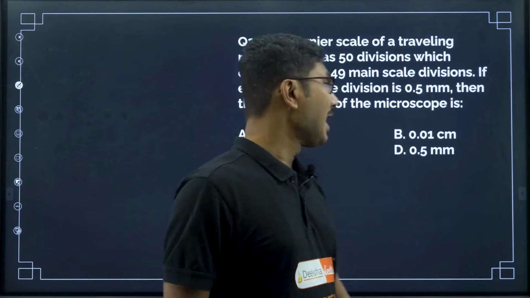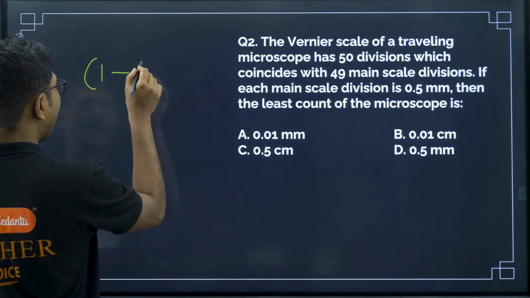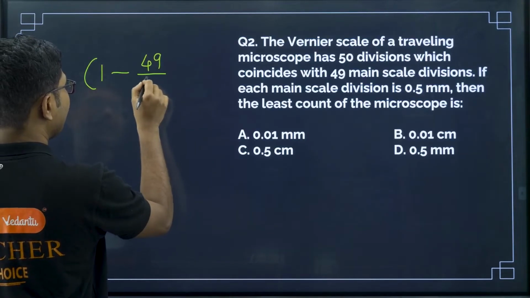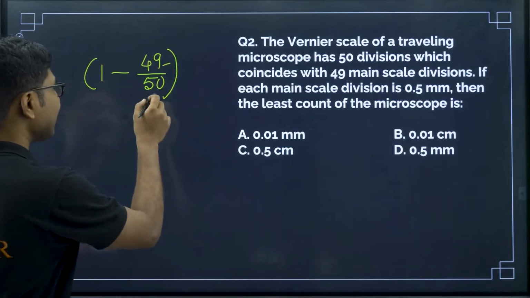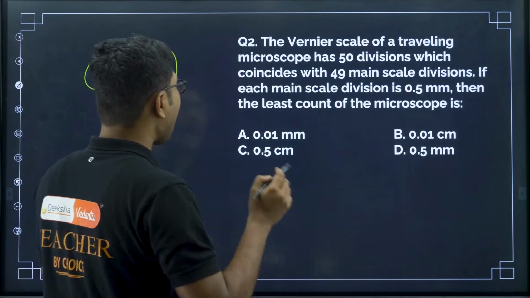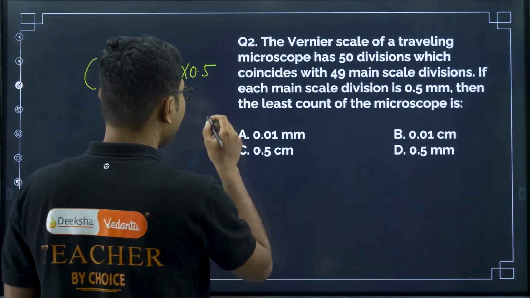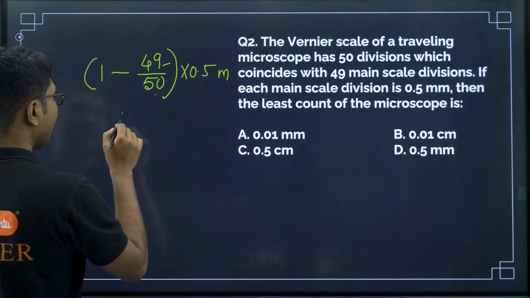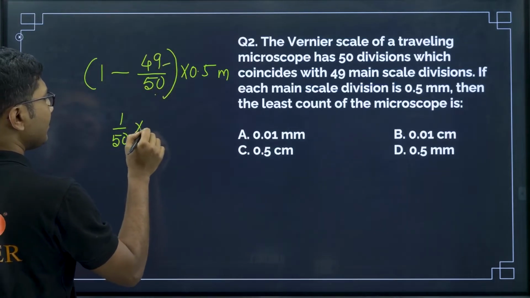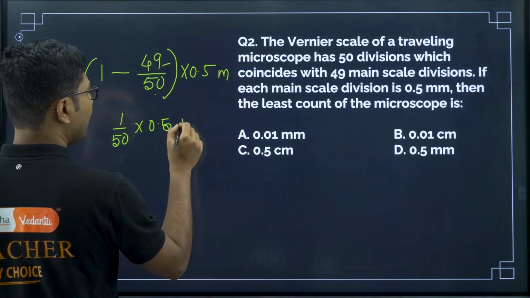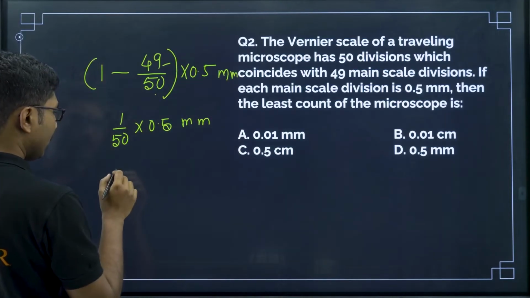Very simple question. How to find the least count? So least count is 1 minus 49 by 50. This is the main scale division, and this is the vernier scale division. 1 is the 1 unit, and what is the length of 1 unit? 1 unit is 0.5 millimeter. So this is the simple thing. So it is 1 by 50 times 0.5 millimeter. This will be in millimeter, right?